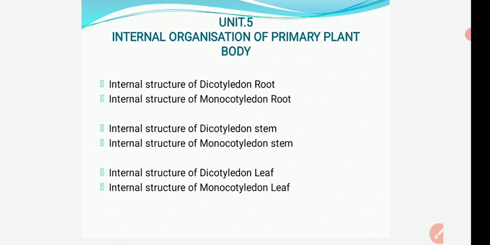Now we have already studied different types of tissues inside the plant body. So these different types of tissues together form different structures and organs of the plant body. And let's see how these tissues or cells are arranged in different parts of the plant.